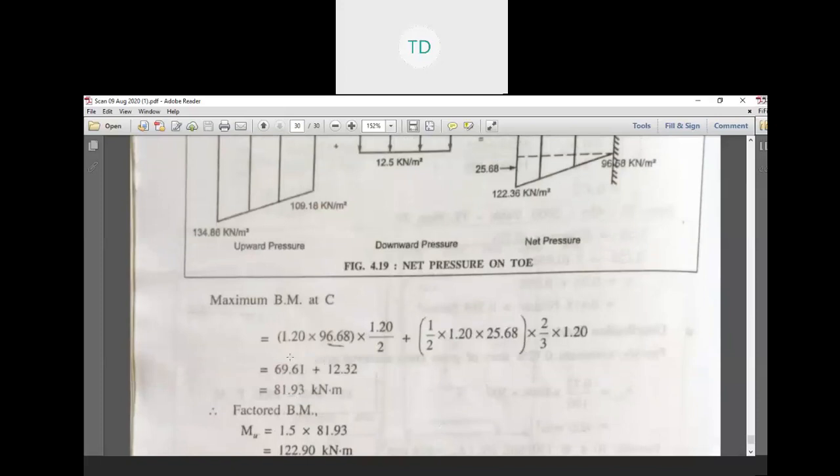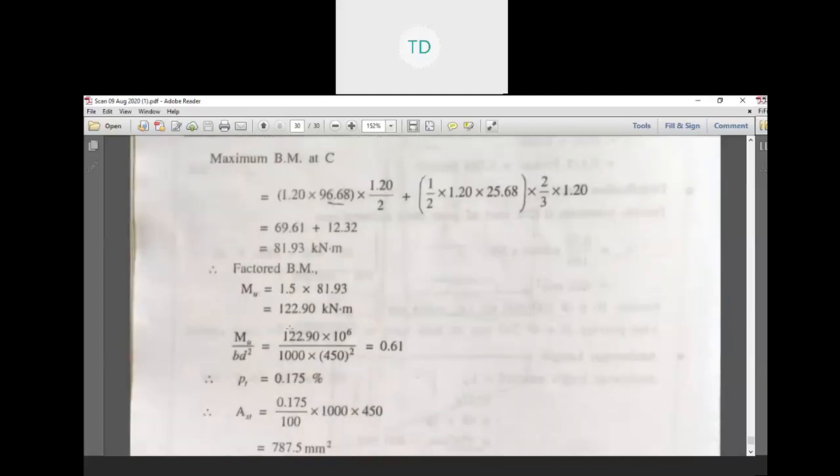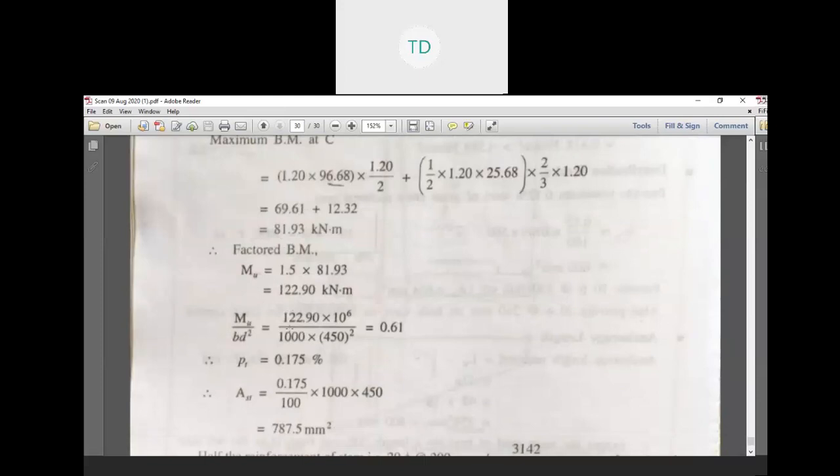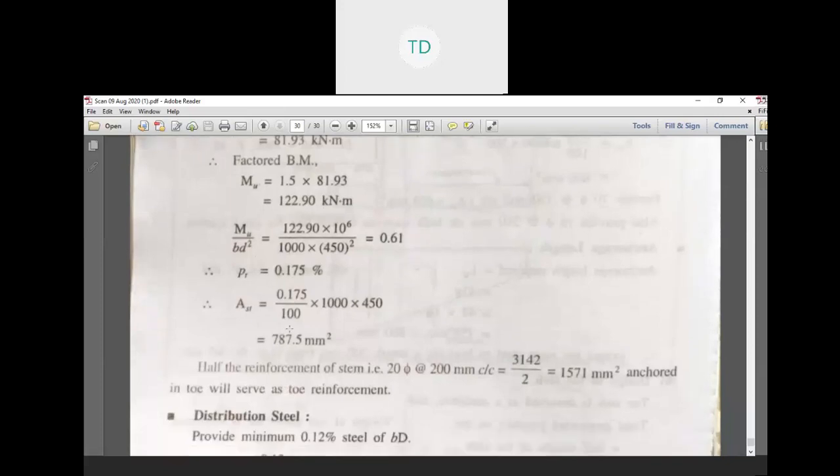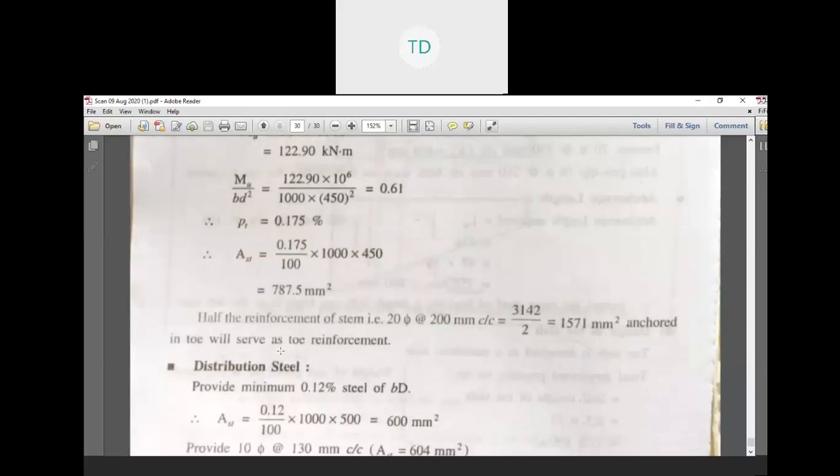We get 81.93 kilonewton meter of bending moment, and factored bending moment is 122.90 kilonewton into meter. Now Mu upon bd square we get pt, and from pt we get AST. Half the reinforcement of stem is equal to 20 diameter of bar at 200 mm center to center distance, because here the reinforcement divided by 2.